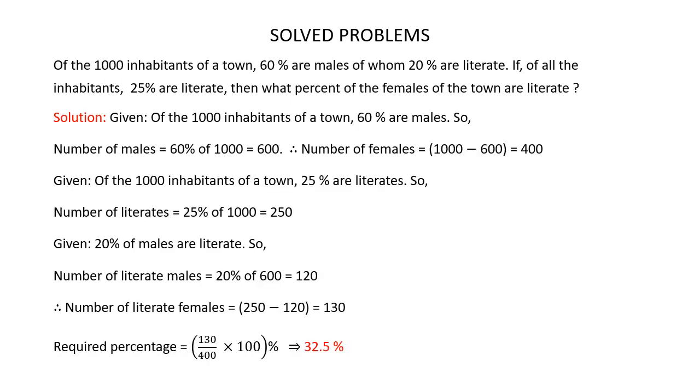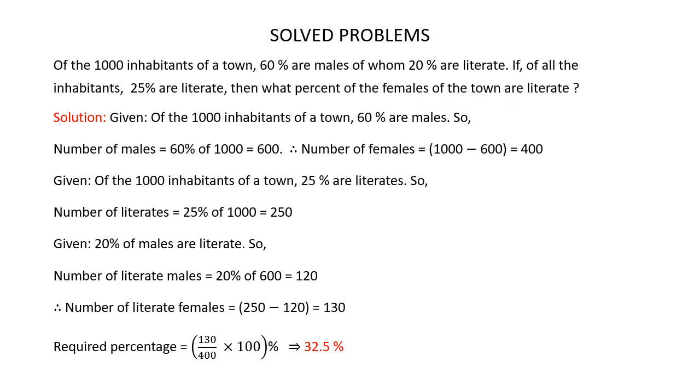Of the 1000 inhabitants of a town, 60% are males, of whom 20% are literate. If of all the inhabitants, 25% are literate, then what percent of the females of the town are literate?